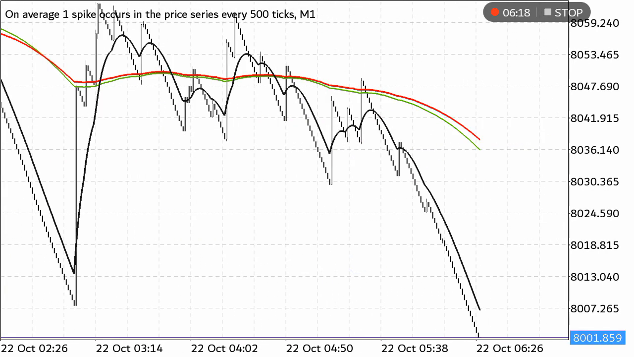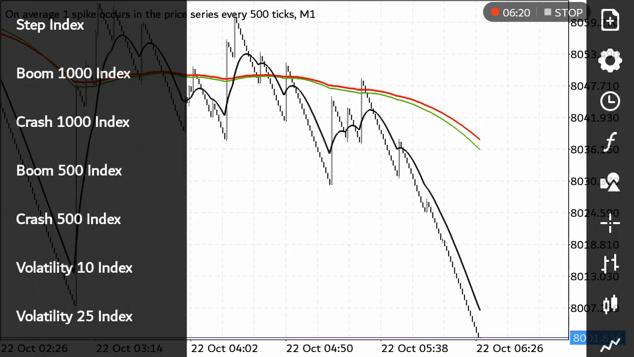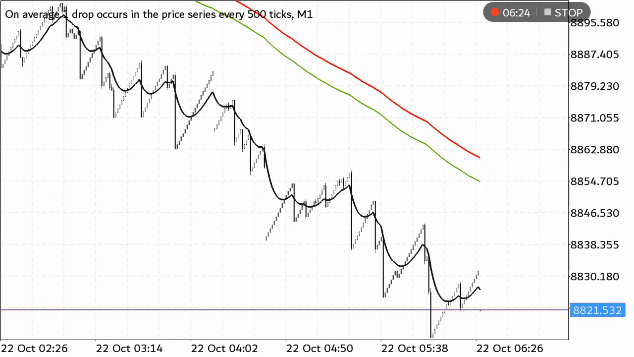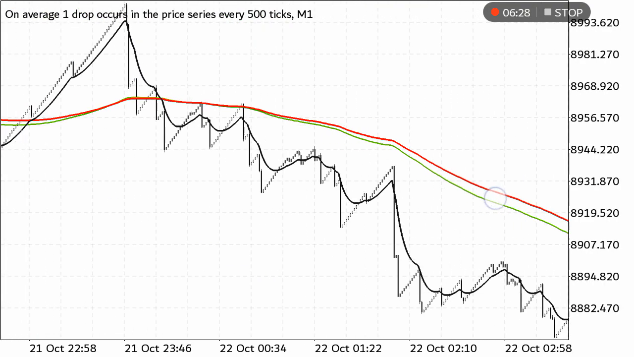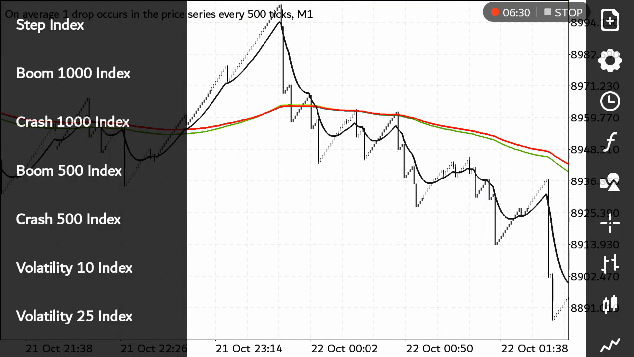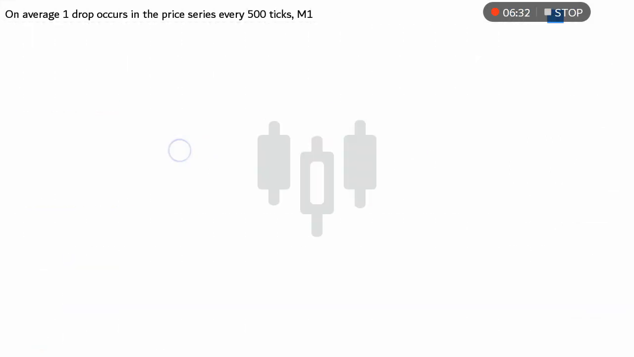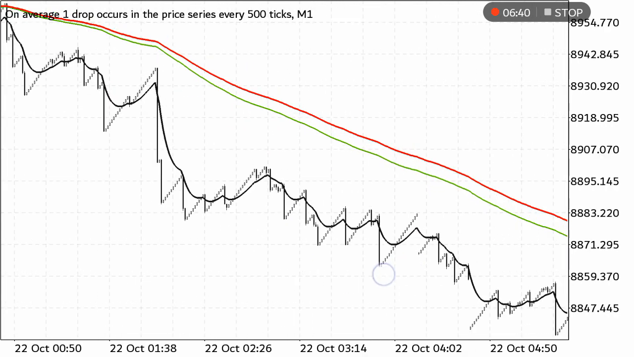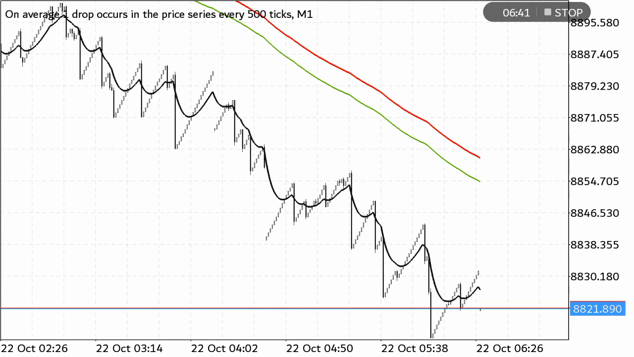Okay guys, and look here, let me show you Crash 500. Look at this, Crash 500 is going continuously down, and from this point, once we saw that the market started going down, look at this point, guys. Once the moving averages crossed each other, it means the market will start going down, and continuously, look here, the market started going down.